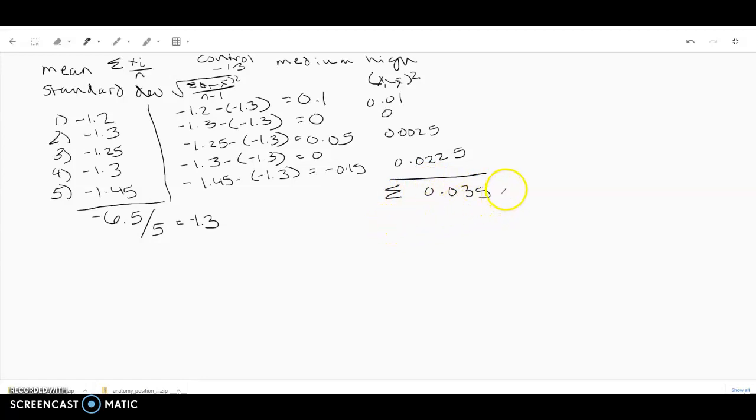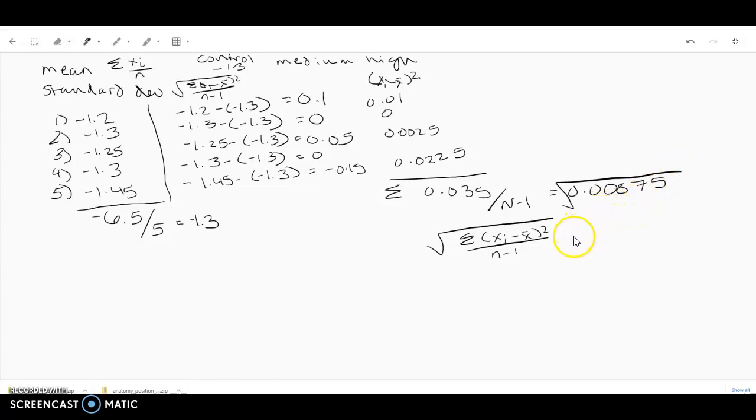Now you'll want to divide that by n minus 1, which is 4. And so that will equal 0.00875. And then you're going to take the square root of that. So again, x i minus x bar, this is all that we've done so far, divided by n minus 1. So we'll take the square root of this, and that will get us our final value for our standard deviation, which is 0.09.